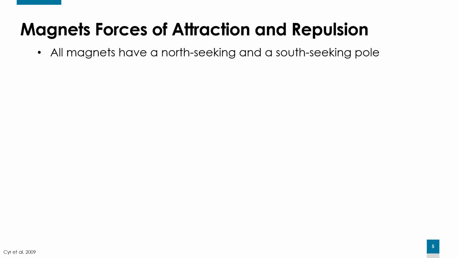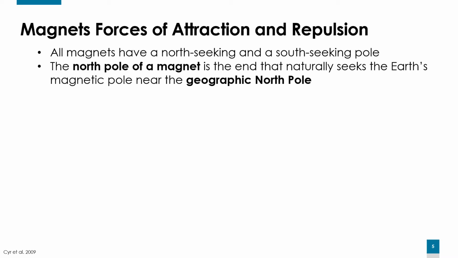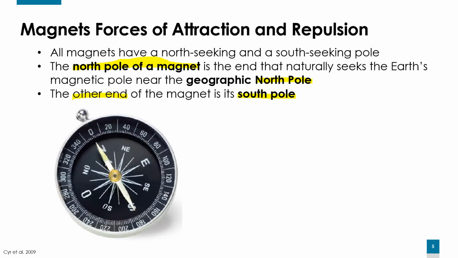All magnets have a north and a south pole. The north pole of a magnet, by convention, is the end that naturally seeks the Earth's magnetic pole near the geographic North Pole. So the north pole of a magnet points in the direction of the geographic North Pole. And the other end is directed toward the South Pole.